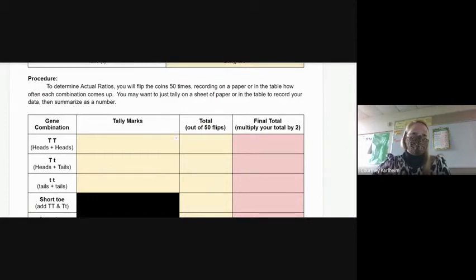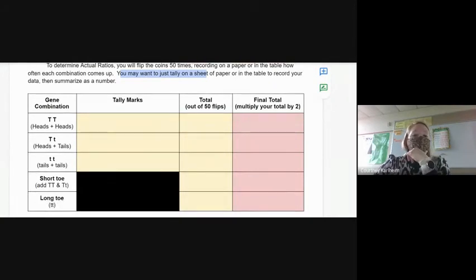I don't really care if the tally mark column is filled out. It's just how you can record or track how many there are. Like I said, you may want to just tally it on a piece of paper, which I have scratch paper if you guys want it, if you don't have anything to write on. And then once you get it out of 50, you just add them up or put your total number here.